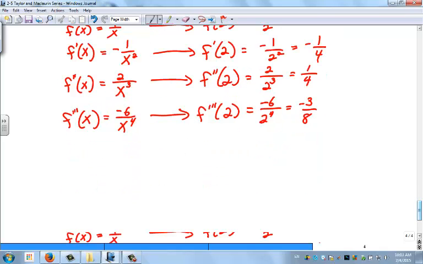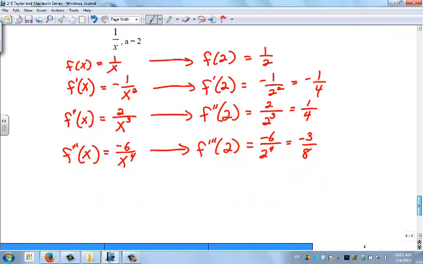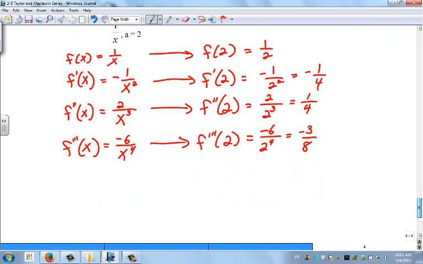And now all you do, again, you just plug them in, right, so go ahead, plug into your Taylor series formula. It's right up at the top of the page. So we start with 1 over x is approximately equal to f of 2.